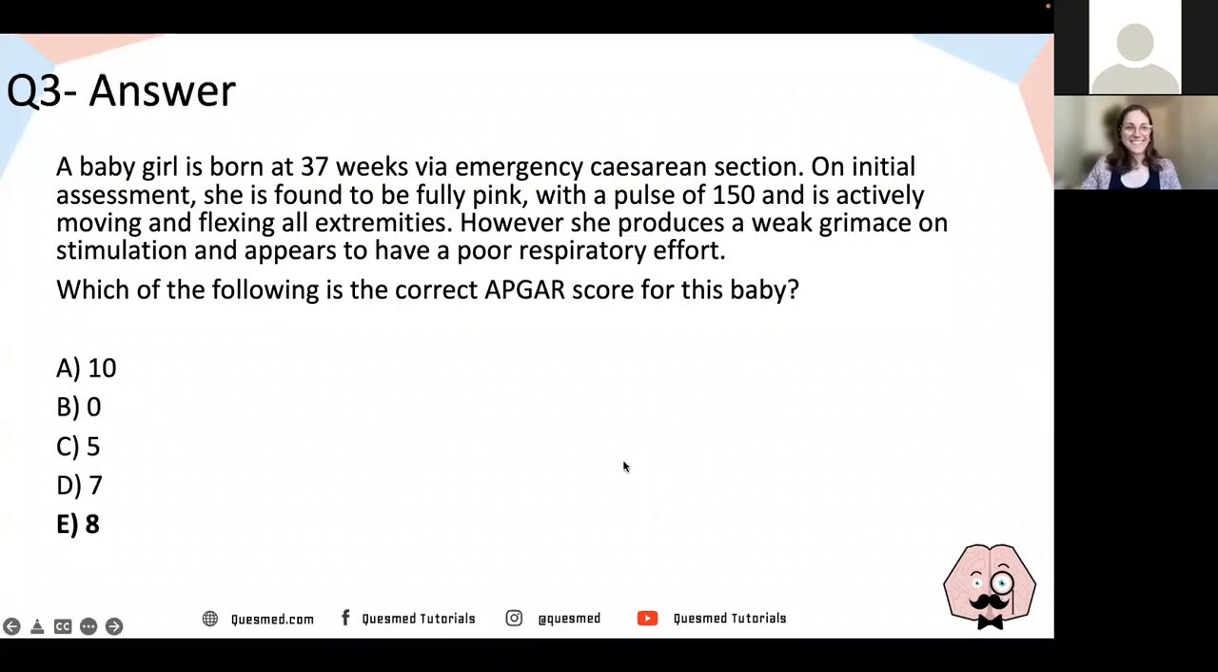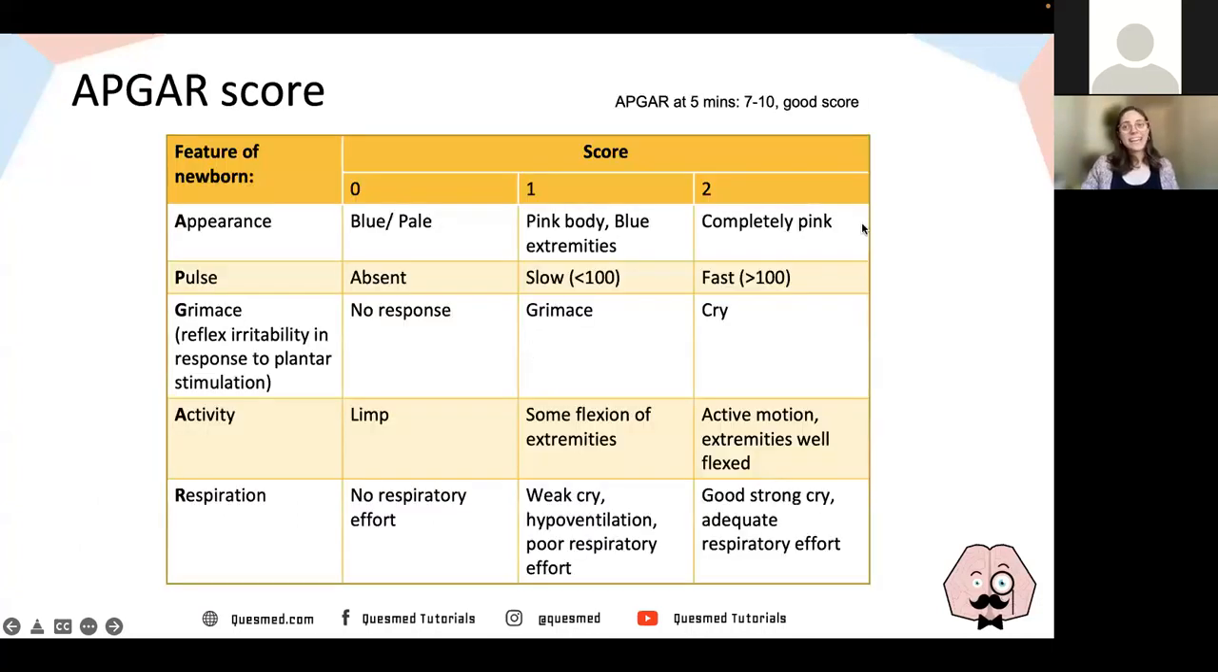Okay, all right, this one's a bit tricky, but well done. The majority of you got 8, which is a correct APGAR. Fine, so talking about APGAR.